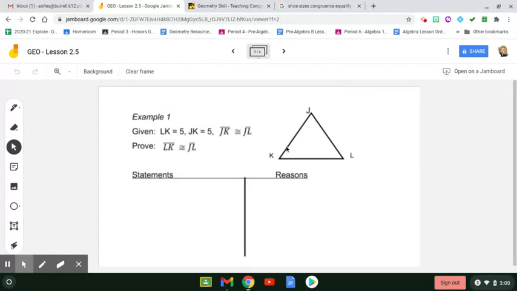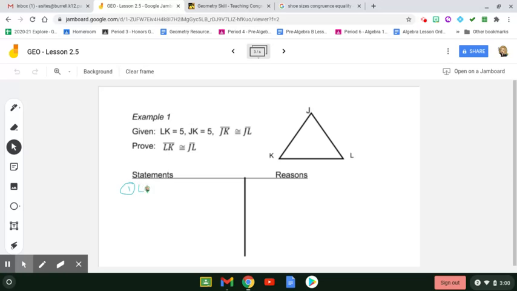All right, so let's take a look at this first example. We have a picture of a triangle. And it says, for example, given that LK is equal to 5, JK is equal to 5, and we know that segment JK is congruent to segment JL. We want to prove that segment LK is congruent to segment JL. So the first thing we always want to do when we have a two-column proof, before we start marking up everything, is write down the given statements.